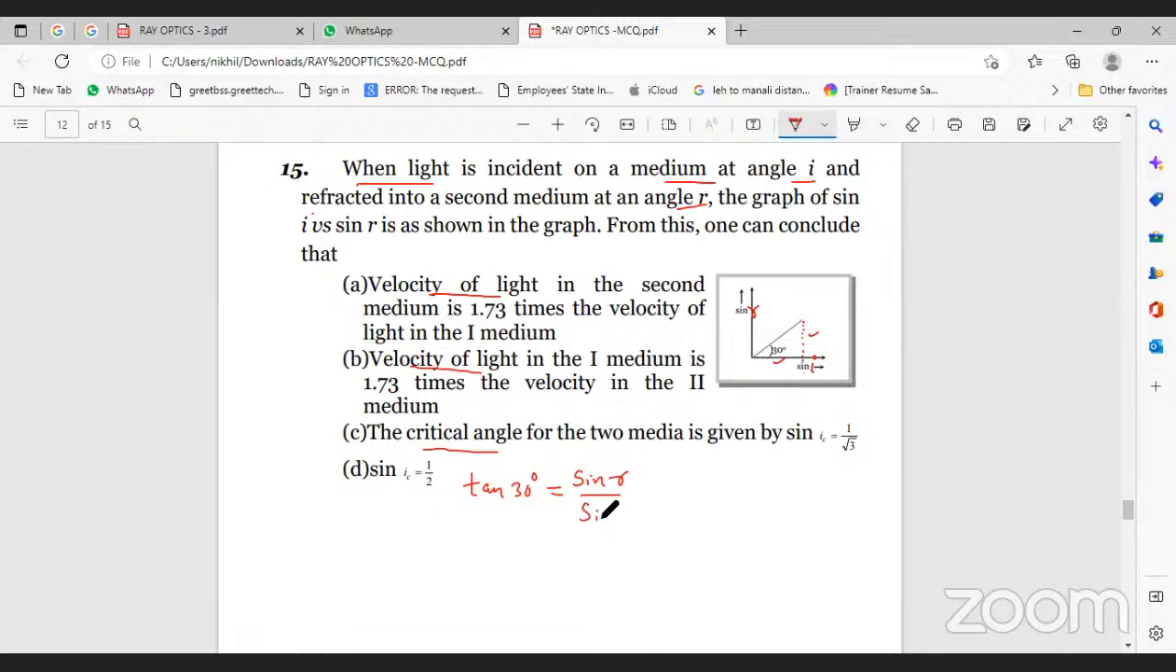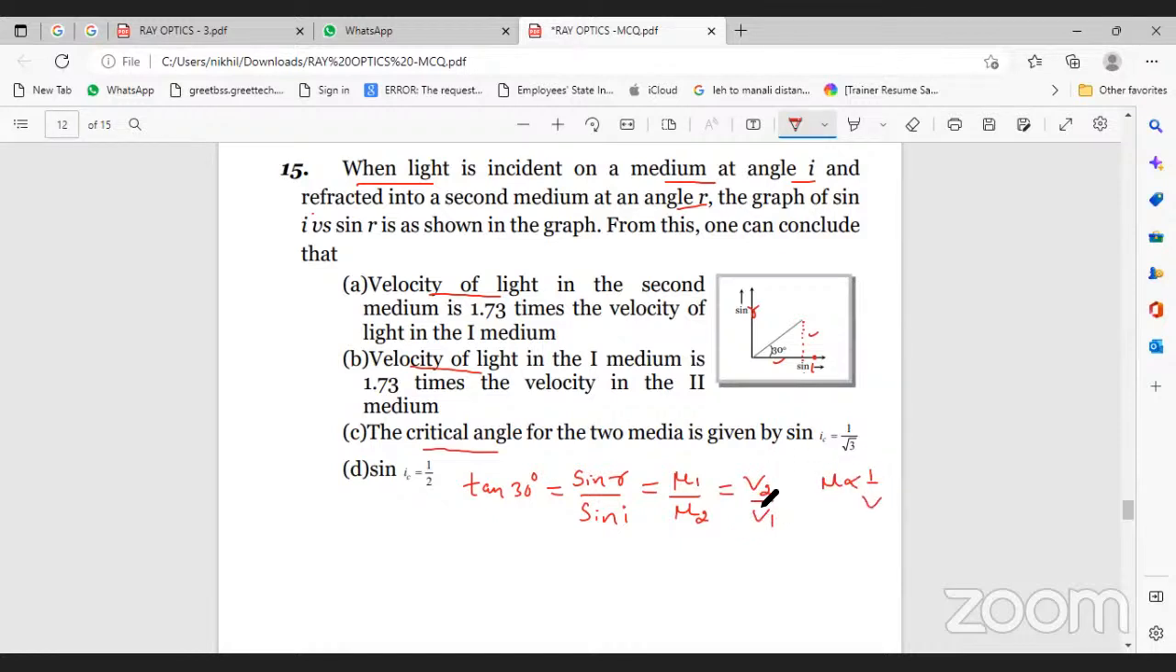What is sin R by sin I? From Snell's law, sin R by sin I is nothing but mu1 by mu2, because sin I by sin R is mu2 by mu1. So sin R by sin I is mu1 by mu2. Mu1 by mu2 can be taken as V2 by V1, because refractive index is inversely proportional to velocity.